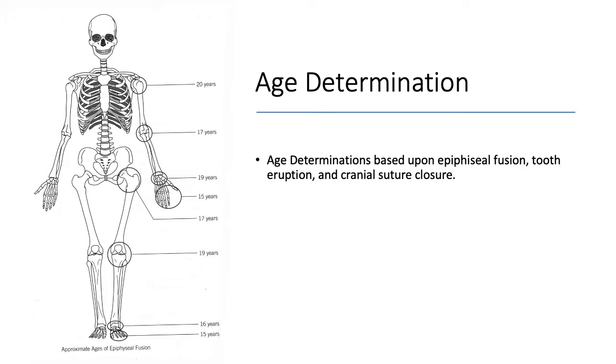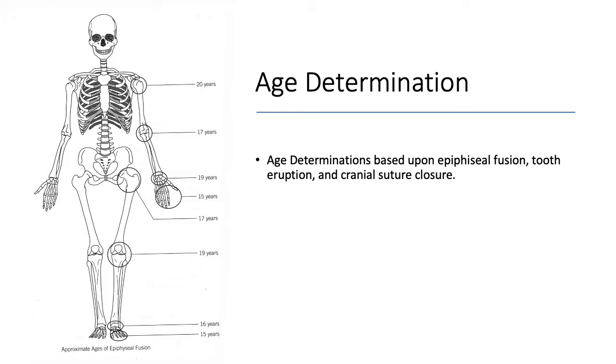Talked about being able to determine age of the individual. Some age determinations can be based upon epiphyseal fusion, tooth eruption, cranial suture closure. We'll look at some examples there. Here you can see the age at which the epiphyses, or the ends of the bones, fuse to the long shaft. You can see some of these, for example, of the feet and ankles begin to fuse when you're 15, 16 years of age. Others in your late teens.